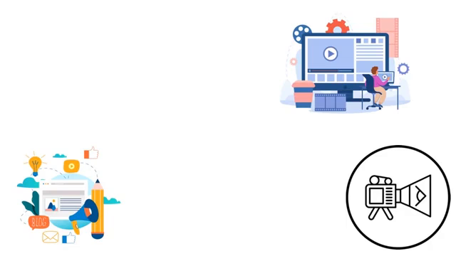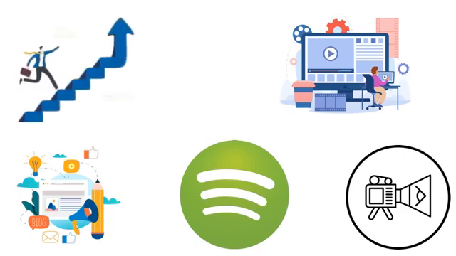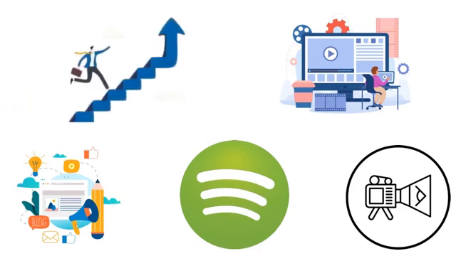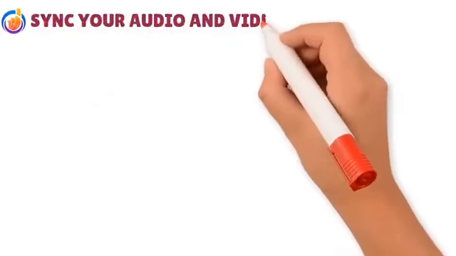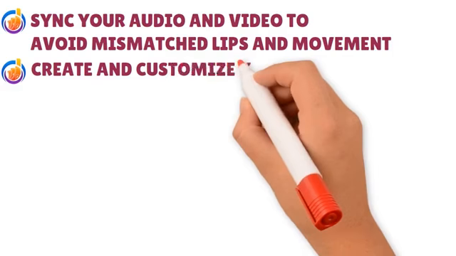You may also choose to edit the episode further and later publish it on the dedicated podcast platforms such as Spotify and Apple Podcasts. To help you out on how to edit a video podcast, there are basically a few steps that you need to at least think about. You want to sync your audio and video to avoid mismatched clips and movements. You want to create and customize your visual layouts.